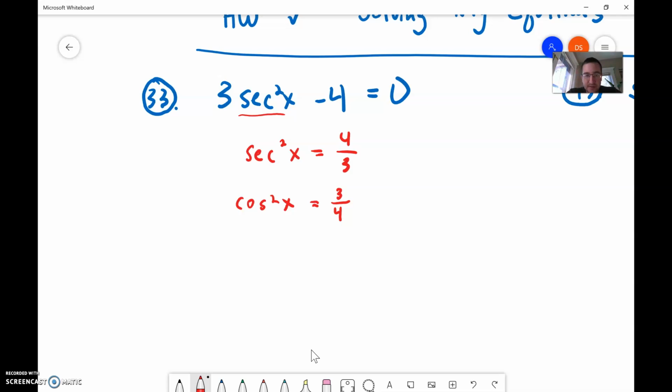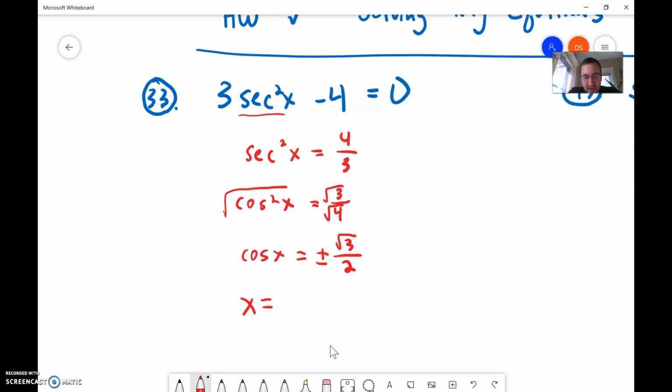We need to solve for x. So I'm going to square root this, square root this. So the square root of cosine squared is cosine, and the square root of 3 over the square root of 4 is plus or minus the square root of 3 over 2. So voila, we are now ready for the unit circle to take over. And since I have a plus or minus, I know that I'm going to have 4 solutions.